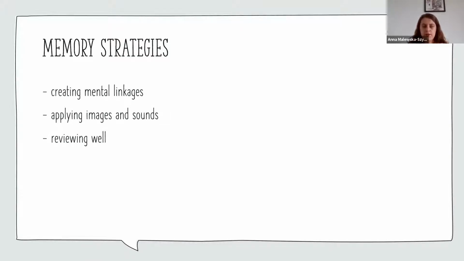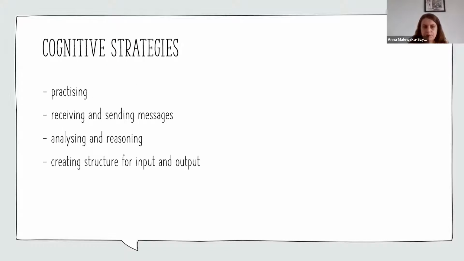More in detail, we have memory strategies, so creating mental linkages, for example, putting words into context, creating sentences, applying images and sounds, which is connected with learning pronunciation, for example. But you can also sometimes learn by imagining something, so applying images connected with something, and reviewing well, so just being able to shape the way the learner reviews the material.